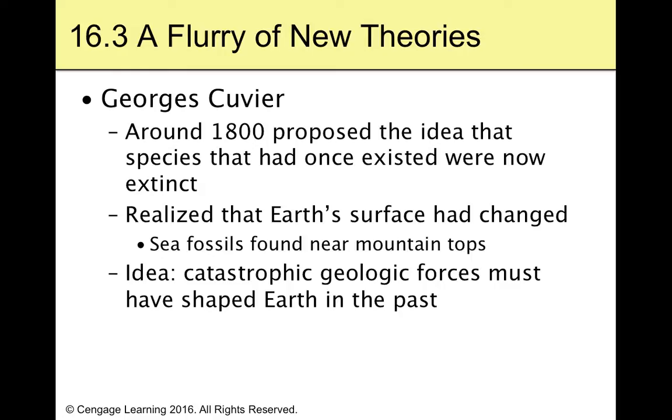So let's talk about how these new theories came to be and some of our heavy hitters historically who started to come up with this stuff. The first guy is George Cuvier. Around 1800, he got the idea that the species that had once existed were now extinct. Not that terribly amazing of an idea, but again, for the people who thought that nothing had ever changed at all, this is a big deal.